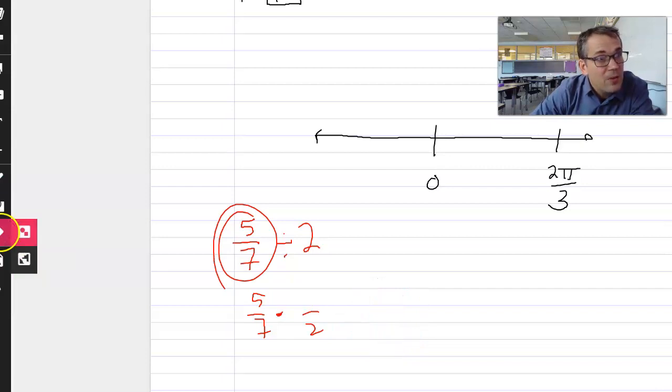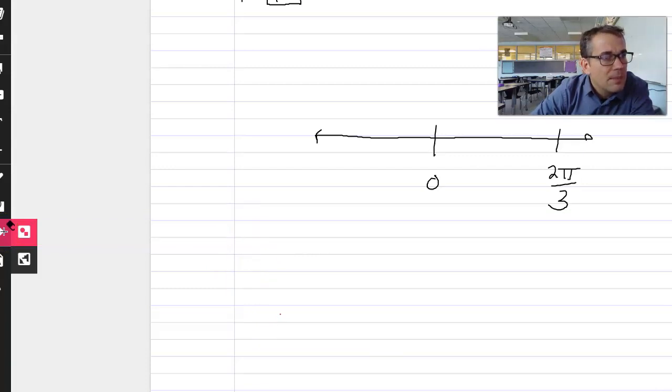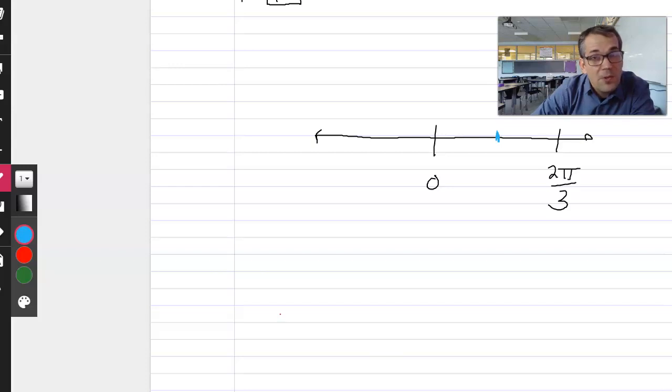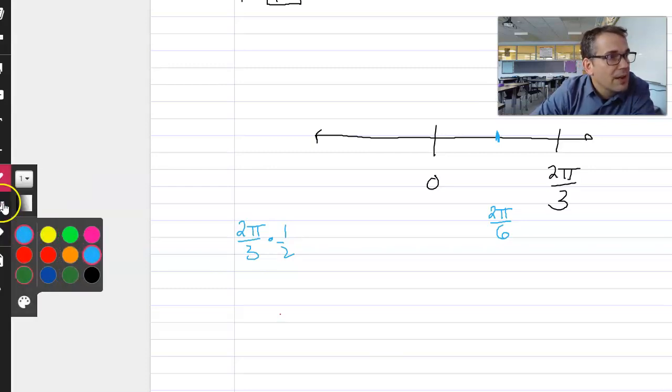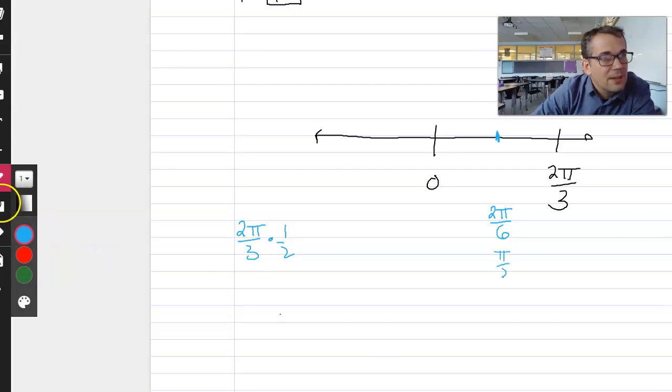So here I am looking at an interval that's going from 0 to 2 pi over 3. That's pretty nasty, but let's just find the halfway point. That halfway point, smack dab right here, will be, well, from 0 to 2 pi over 3, if I take half of that value and multiply it by a half, I would have 2 pi over 6. If I can reduce that fraction, I'll reduce it, so that's just plain old pi over 3. I like that. Okay, cool, so that is going to be pi over 3.